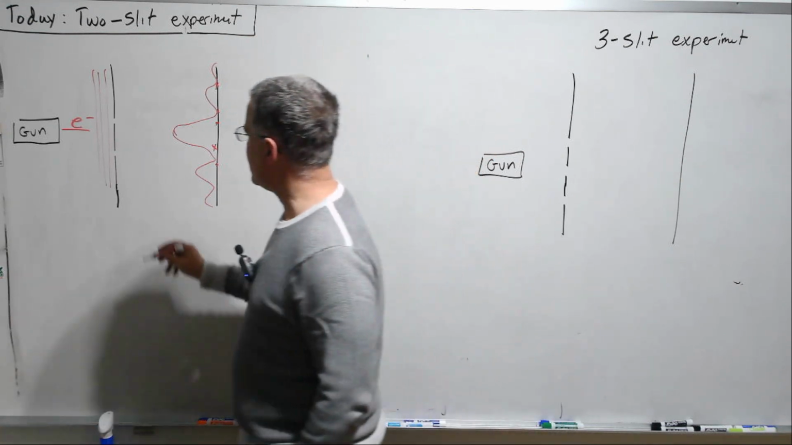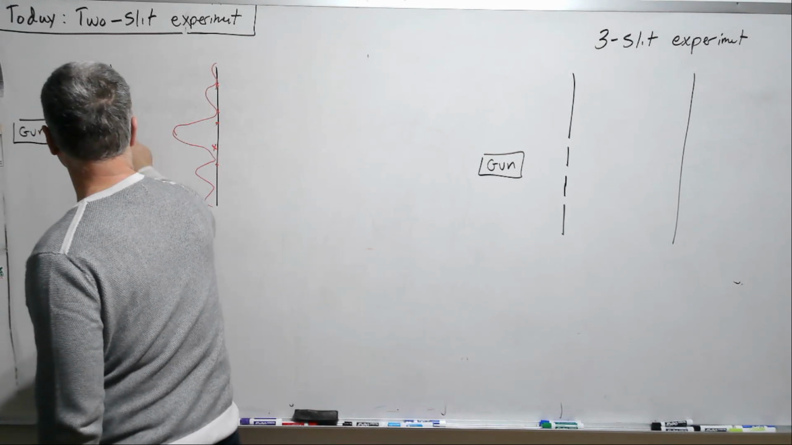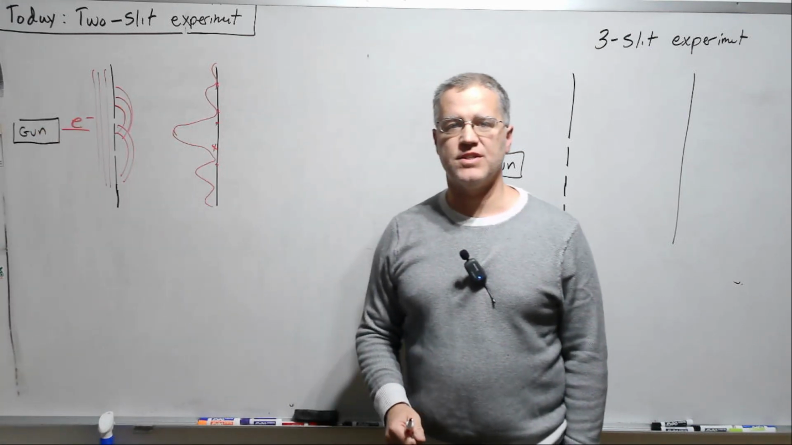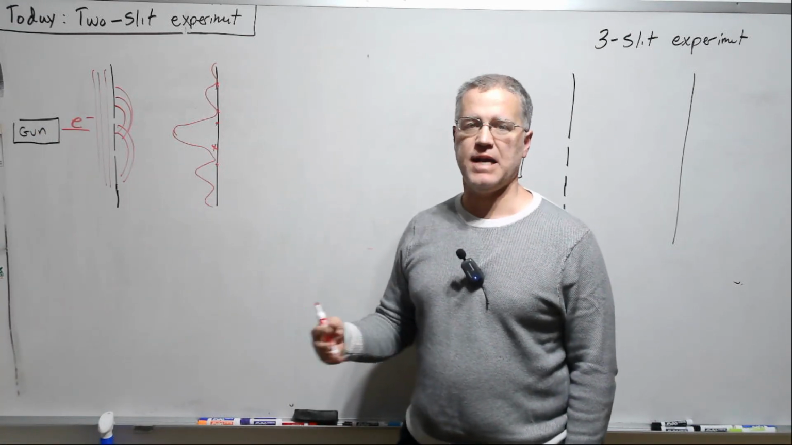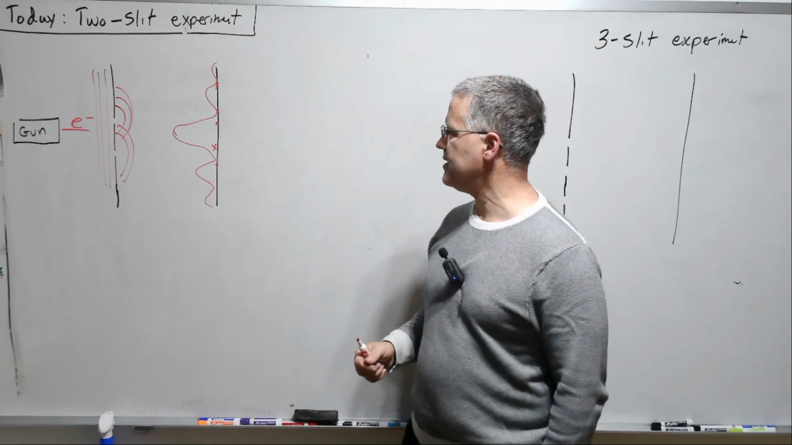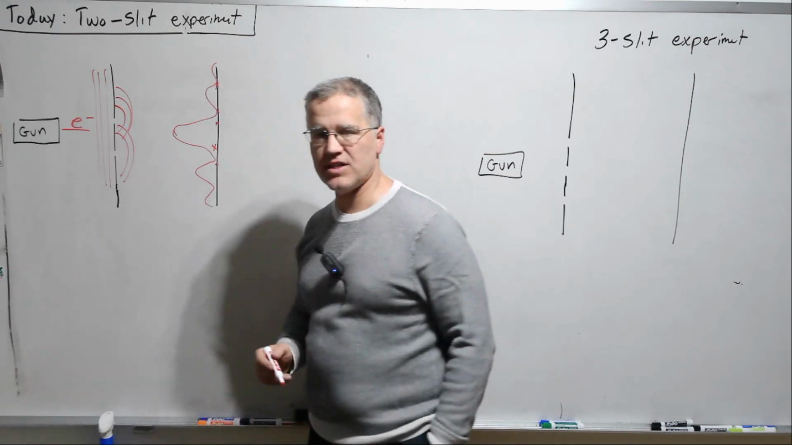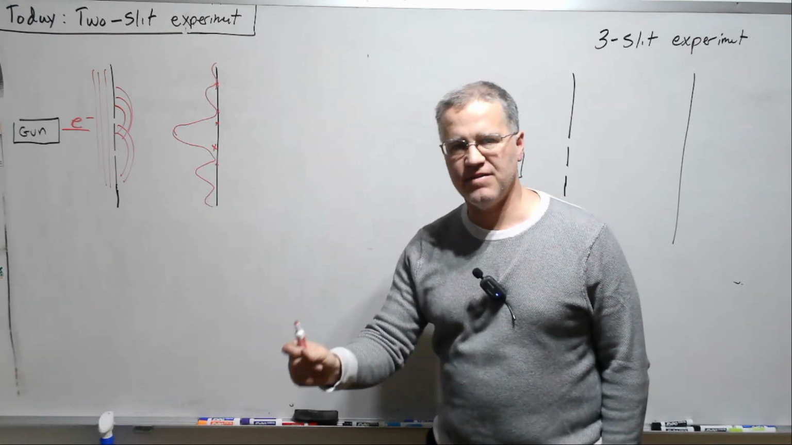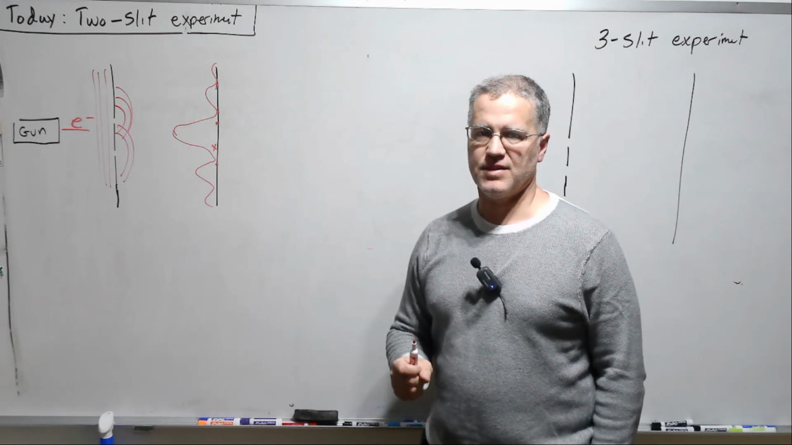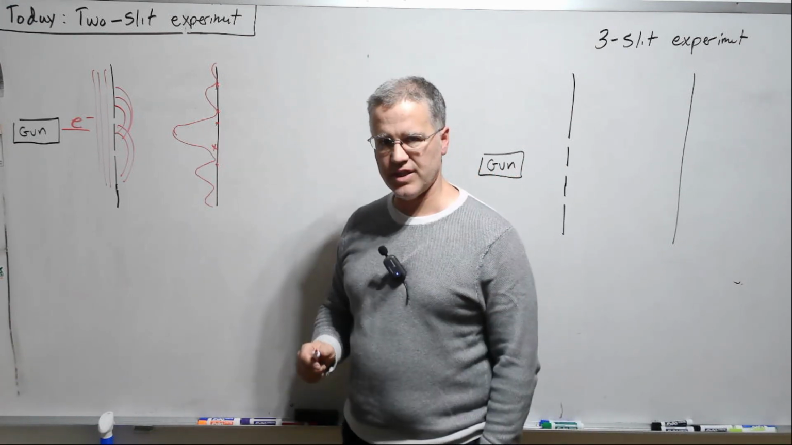And so it passes through both slits at the same time and interferes with itself, just like a light wave passing through two slits or a water wave passing through two slits. But then, when it interacts with the phosphorus screen, it manifests itself as a particle. So this is the result of just doing this experiment.